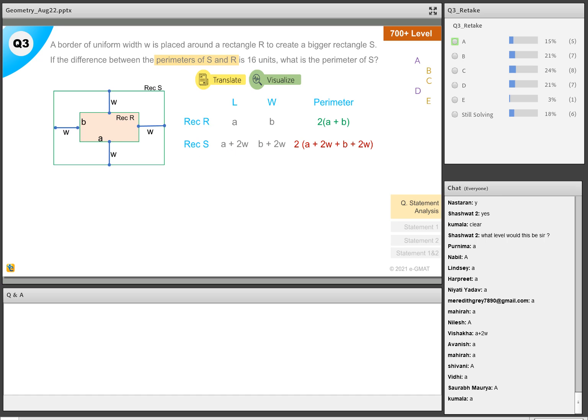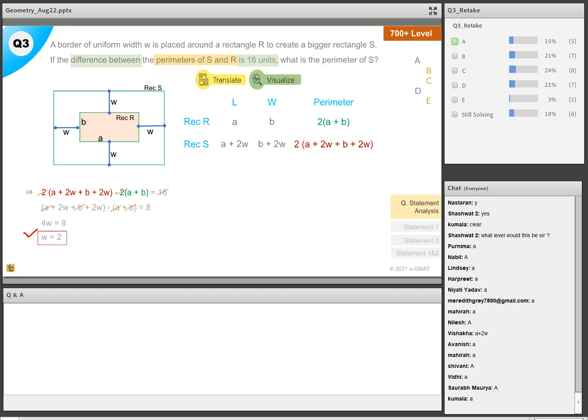Now, according to the question, the perimeters have a difference of 16 units, right? So let's first calculate the perimeters. The perimeter for rectangle R would be twice of the length plus width. For rectangle S it would be twice of the length, which is A plus 2W, plus the width, which is B plus 2W. And when I calculate the difference between the two, the difference is equal to 16. From here, the width of the border is equal to 2 units.